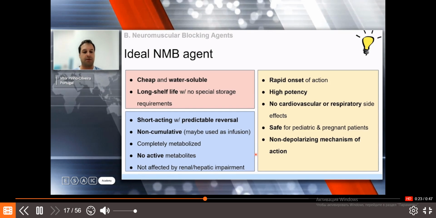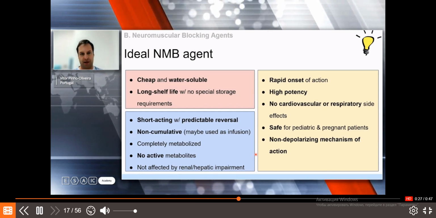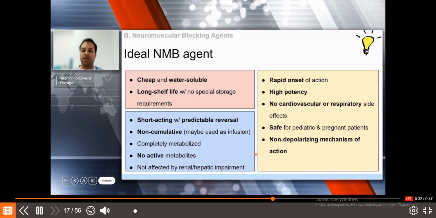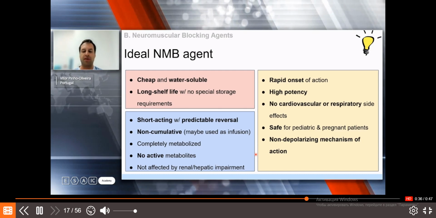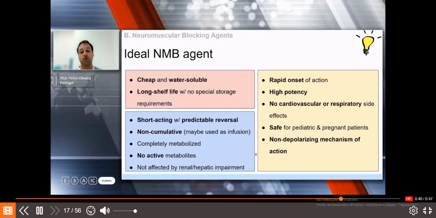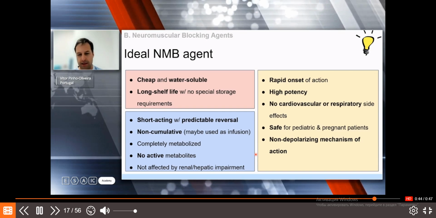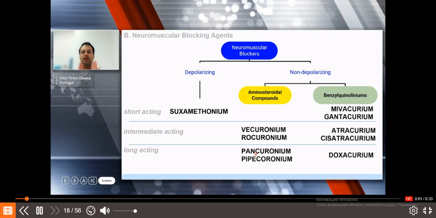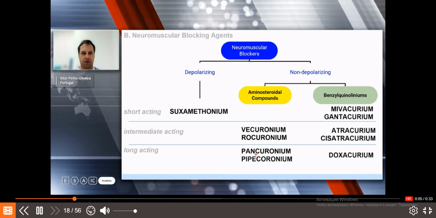It should be completely metabolized with no active metabolites, not affected by renal or hepatic impairment. Pharmacodynamically, it should have a rapid onset of action with high potency, low dose, without any cardiovascular or respiratory side effects, and should be safe for pediatric or pregnant patients, and ideally with a non-depolarizing mechanism of action.